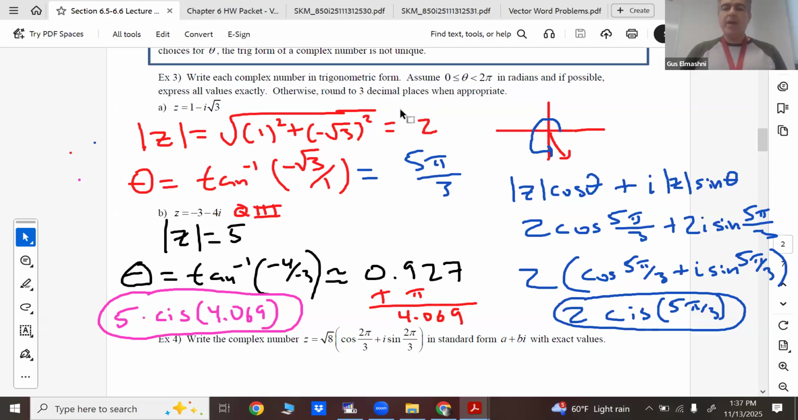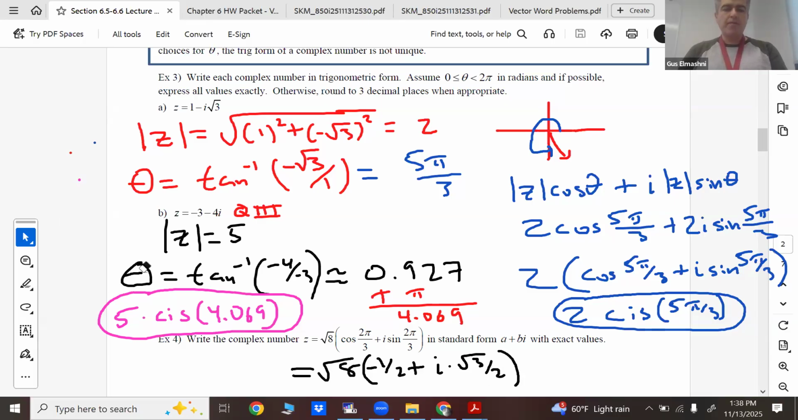Now for here, you're asked to write the complex number back to standard form. So going back to the other direction, that's pretty easy. Just evaluate it, right? What's cosine 2 pi over 3? Yep, 1/2. Oh, you're right, -1/2. My apologies. And root 3 over 2.